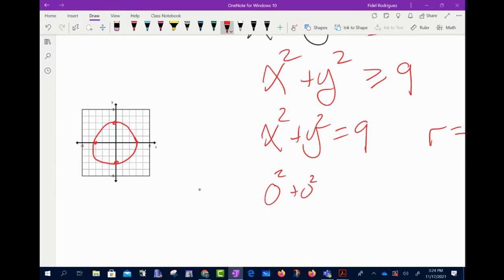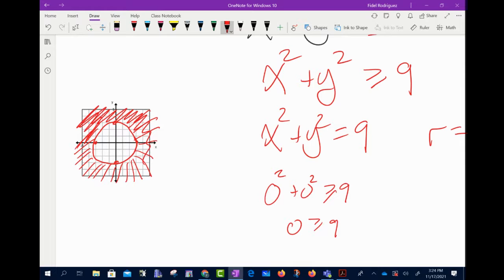0 squared plus 0 squared is bigger than or equal to 9. Bigger than or equal to. Is that true? Is 0 bigger than or equal to 9? No, it isn't. So what do we want? We don't want inside the circle. We want where? Outside the circle.